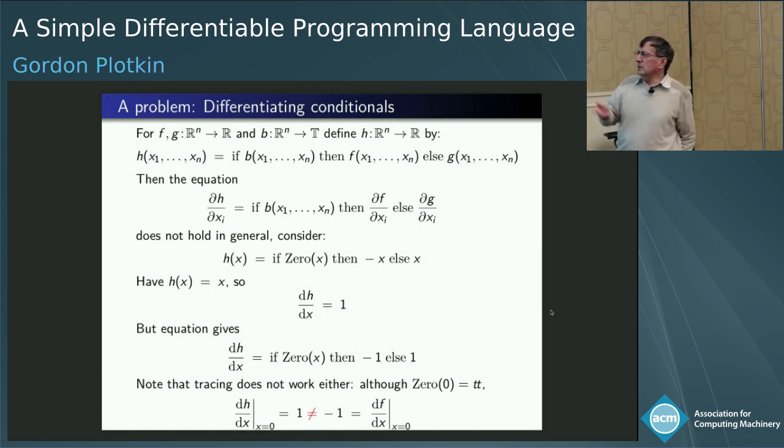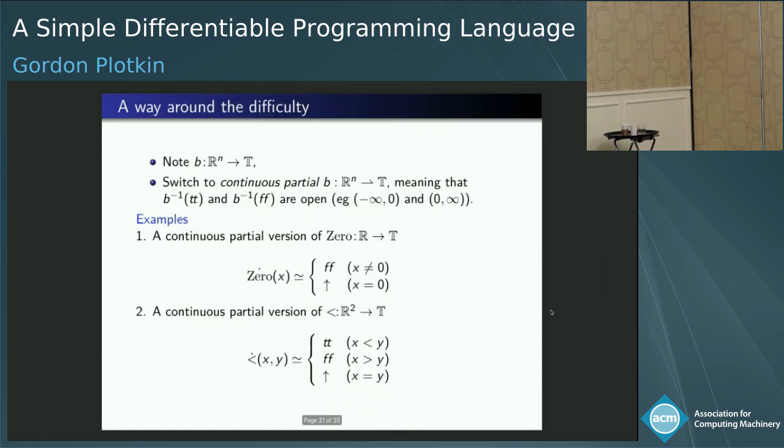So what's gone wrong? Tracing also doesn't work for a similar reason. What's gone wrong is, although the first branch of the conditional was equal to the whole conditional at a single argument, it isn't equal to it in a neighborhood. You have to be able to wiggle around to define different derivatives. So that's the problem. So we're going to have to change predicates so that they're nicer.